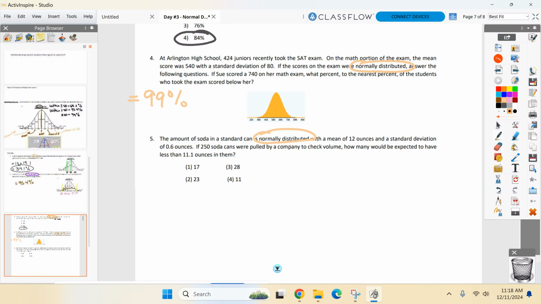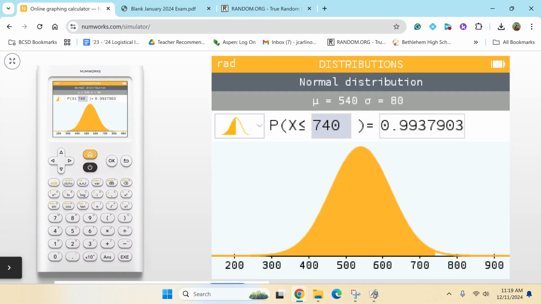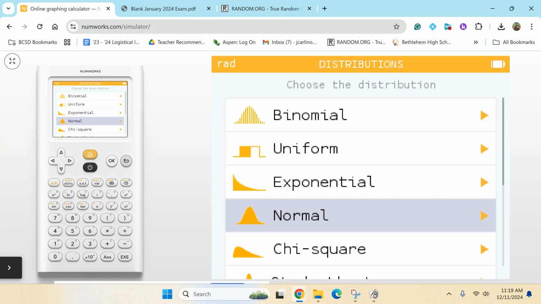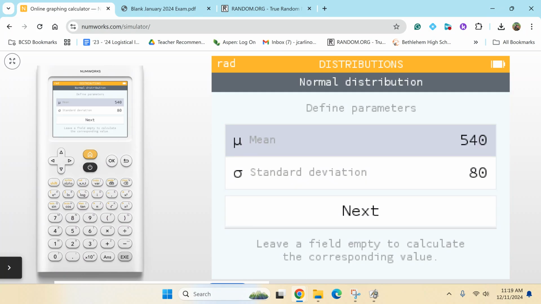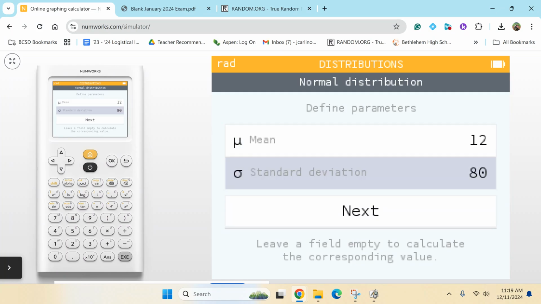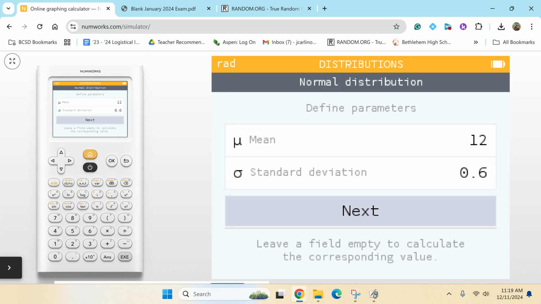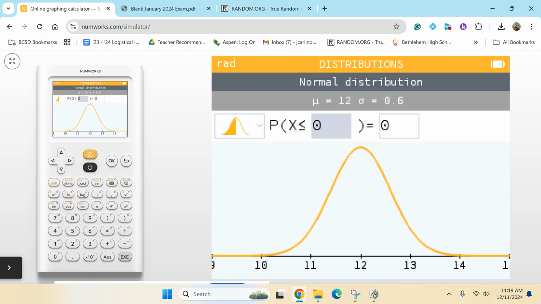So go back to normal distribution and find the percent still. Put in your mean and standard deviation here, 12 and 0.6. Which curve do I want here? Have less than 11.1. I want this one, right? Everyone's good. I want this first one, less than 11.1.